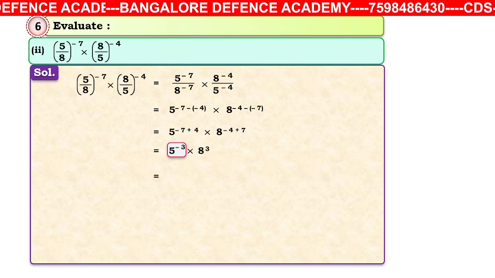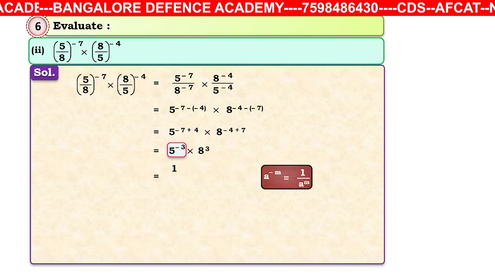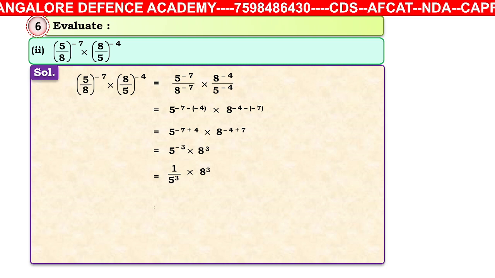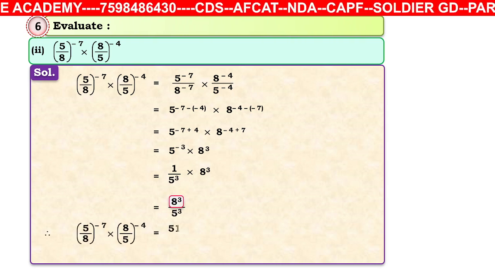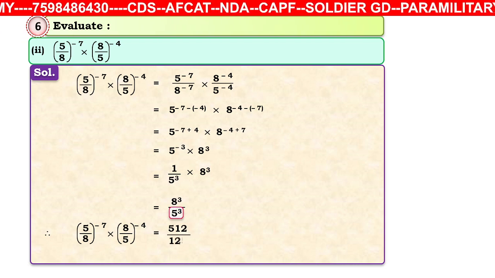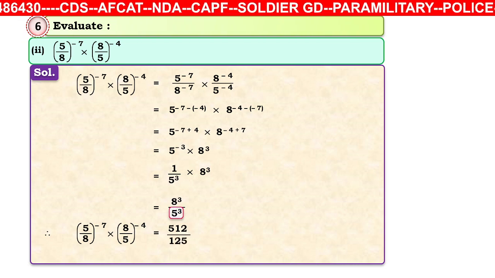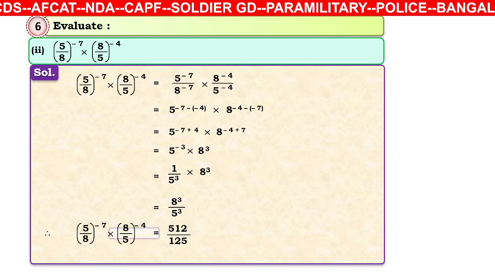This can also be written in the positive exponent, that is 8 by 5 to the power of 3, since the powers are same. You can also take it as a whole number, 512 divided by 125.